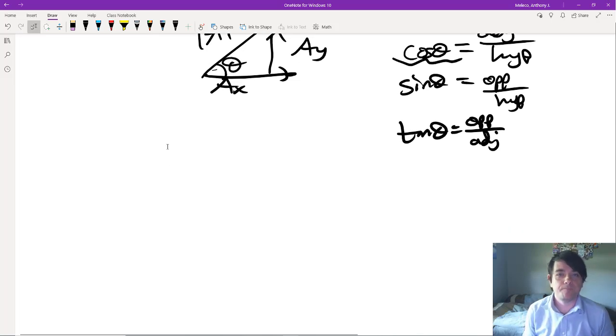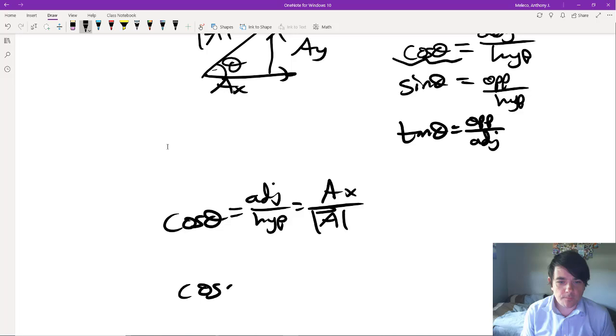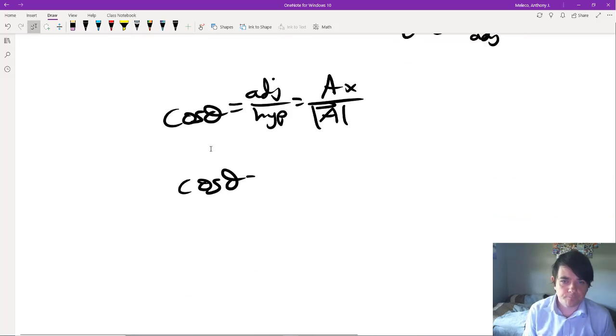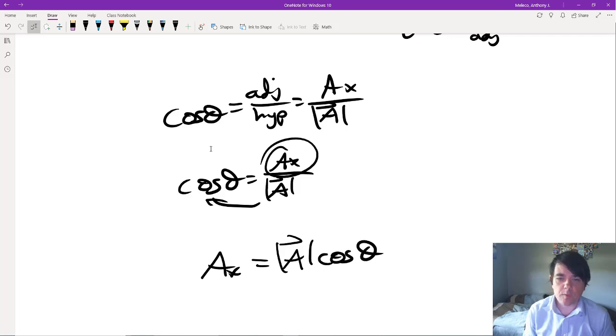So let's look at this then. Cosine of theta is the adjacent side over the hypotenuse. So the adjacent side is AX, so we just plug in for adjacent. Here, let's write it like this. So this is AX over the hypotenuse. Cool. So let's write this out. We multiply this over, because this is what we're solving for. We want the x component, right? We're breaking these into components. So this is what it's equal to.